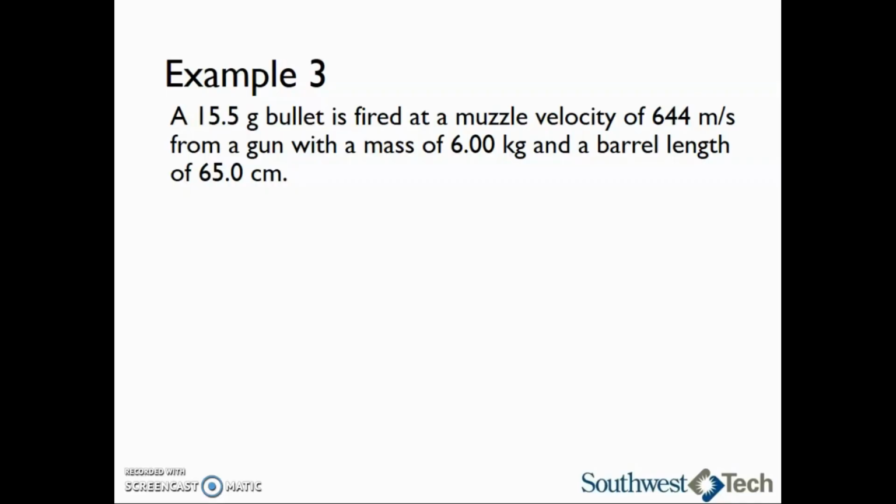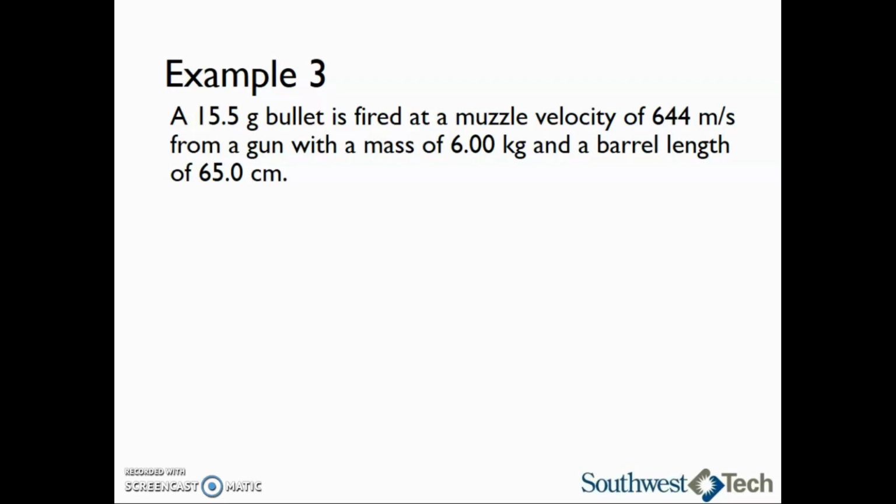In this third lecture video on momentum and collisions, we will go through an example related to impulse and momentum, which we discussed in the previous video. A 15.5 gram bullet is fired at a muzzle velocity of 644 meters per second from a gun with a mass of 6 kilograms and a barrel length of 65 centimeters.